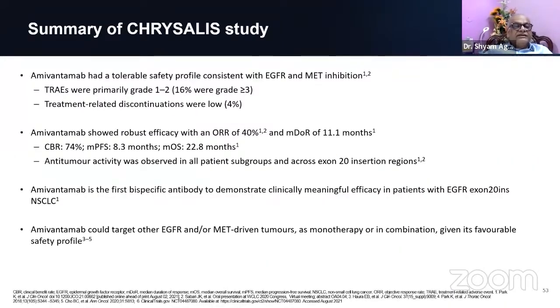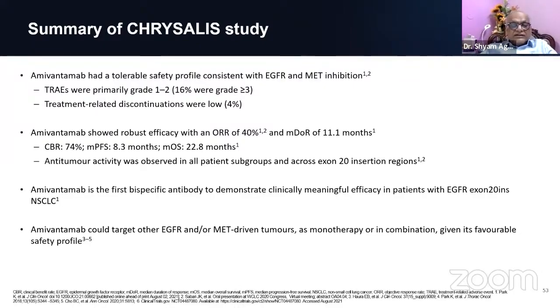So I think to summarize, tolerable safety profile. If you see here, the treatment-related discontinuations were very low, 4%, and 40% ORR with the duration of response 11 months, and overall survival of 22.8 months. So pretty interesting drug, though expensive, but I think it does have a promise for patients who are found to be having exon 20 insertion mutation.